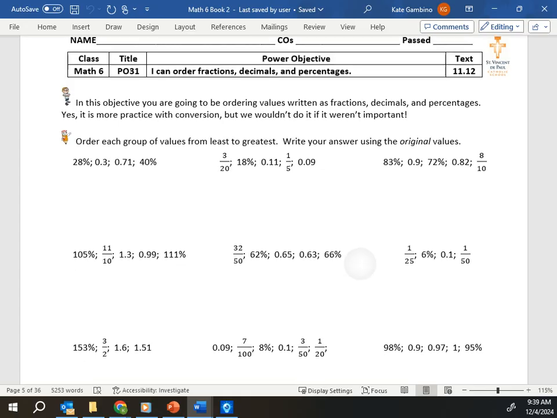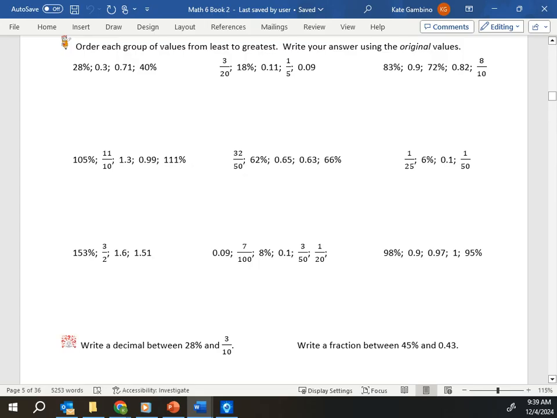So we're going to order each group of values from least to greatest, but then we're going to write the original value for our answer.